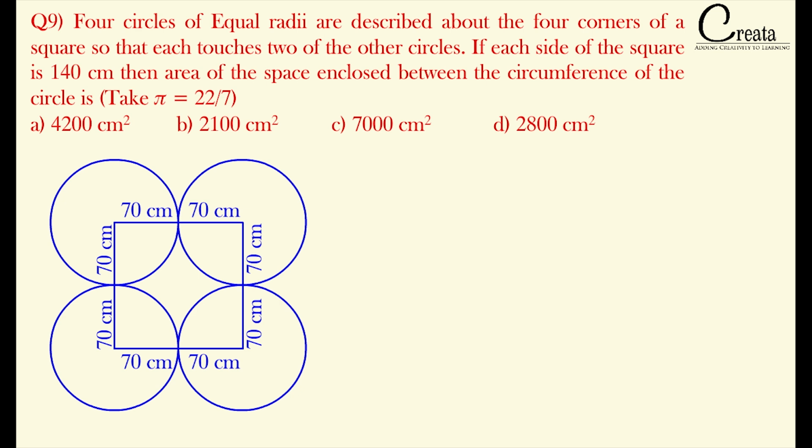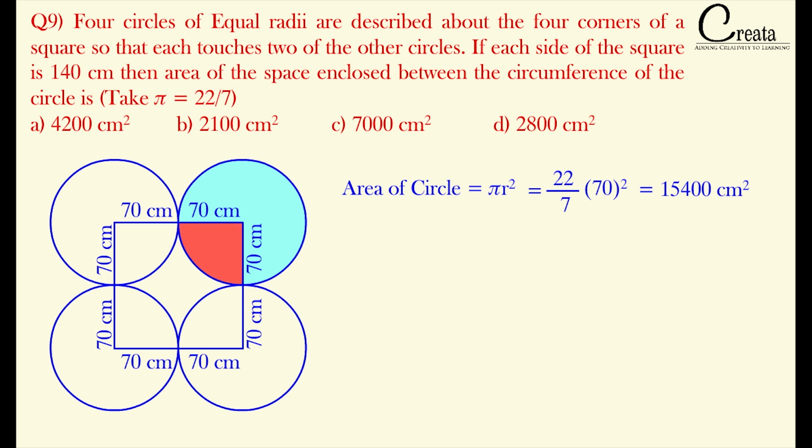First of all, we have got the radius of the circle as 70 cm, which is half of the side of the square. So we can calculate the area of the circle as pi r square. Pi is 22/7 and radius is 70 cm. So we got the area of the circle as 15,400 cm square.